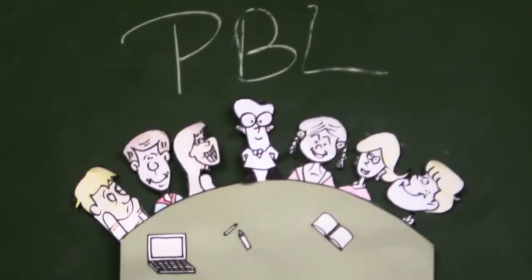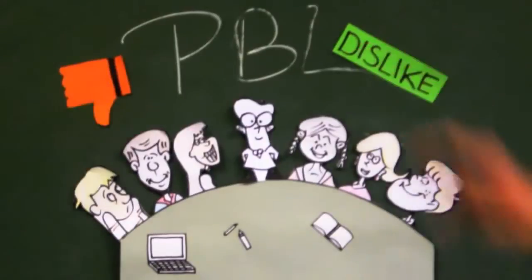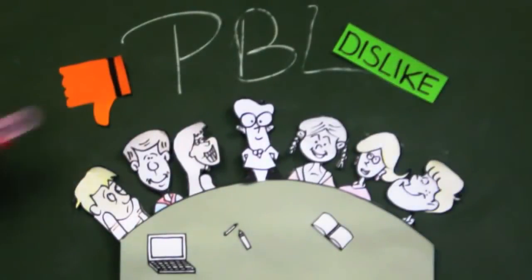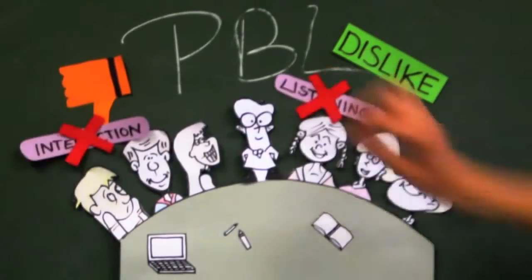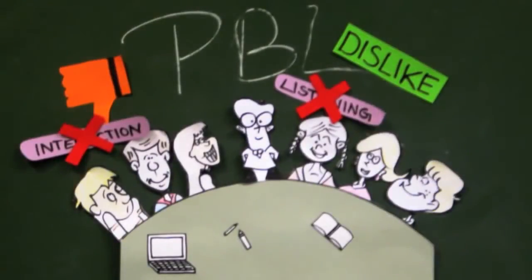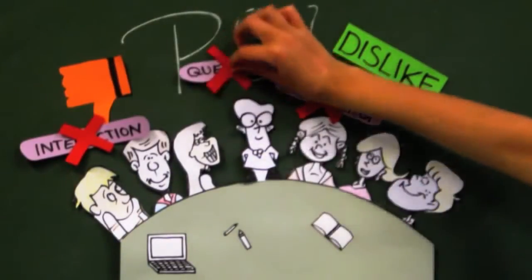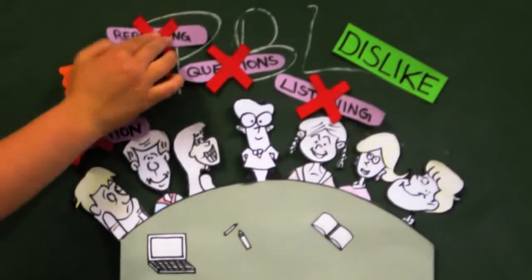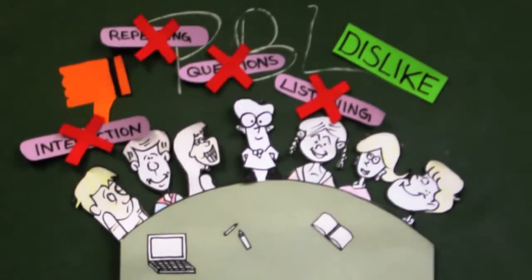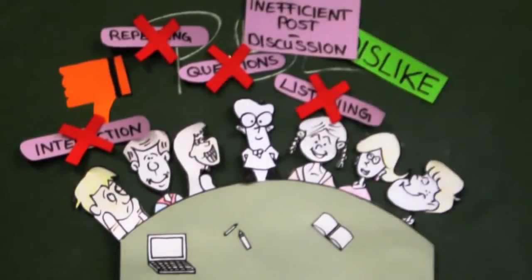That's a good point, Henk. As groups are not made out of machines, in practice, a few things can go wrong. There might be a lack of interaction if people are not listening to each other, holding back information, not asking questions, and repeating already said information. Sometimes it happens that the research of students is superficial, and that leads to an inefficient post-discussion.